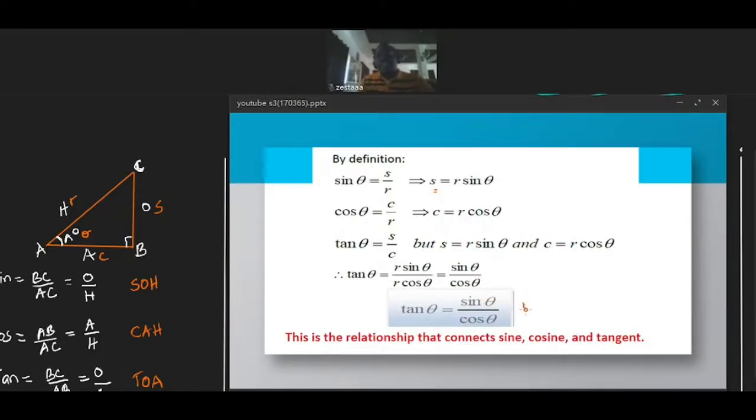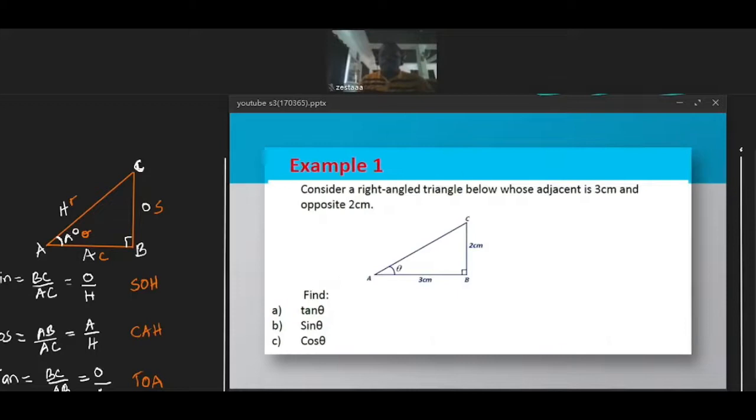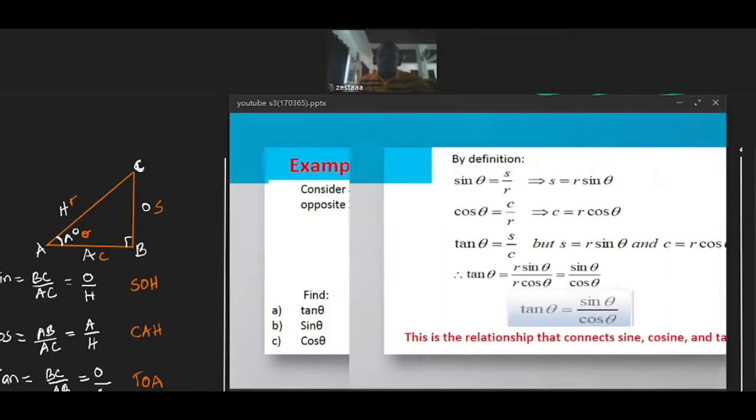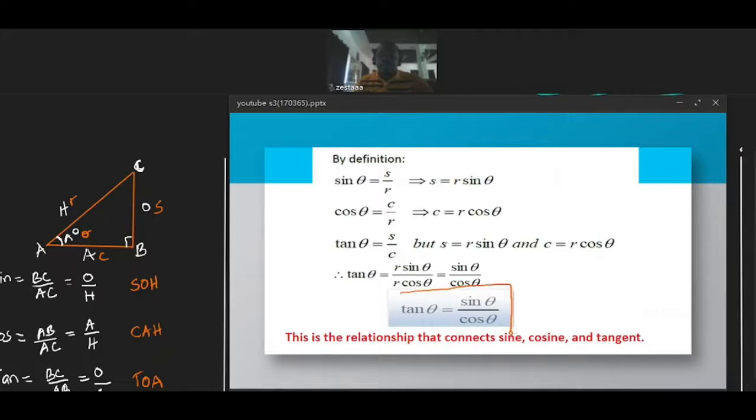So that is the relationship that we are looking at, connecting the sine, cos, and tan together in the same formula. All right, we will do some examples, and then we see how we can generate more and more other things. So the primary formula that we are going to keep using is this given formula here.